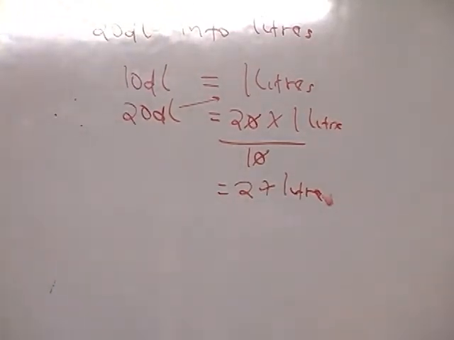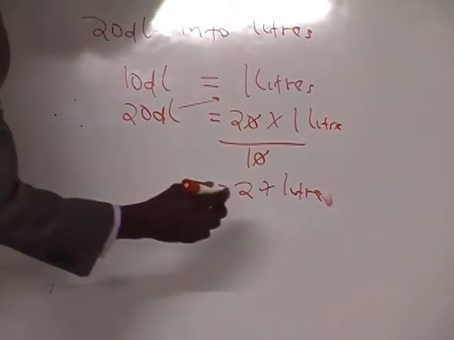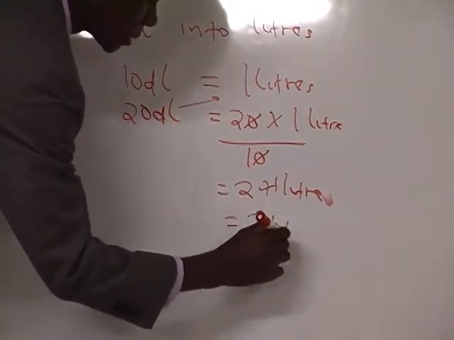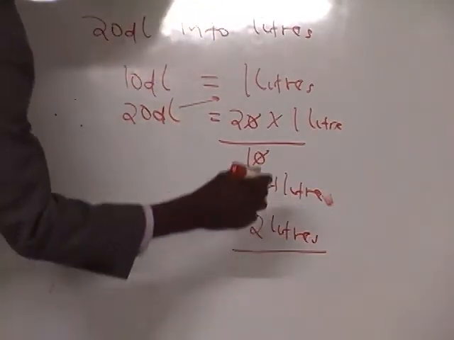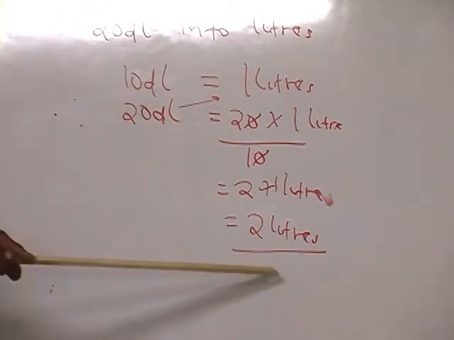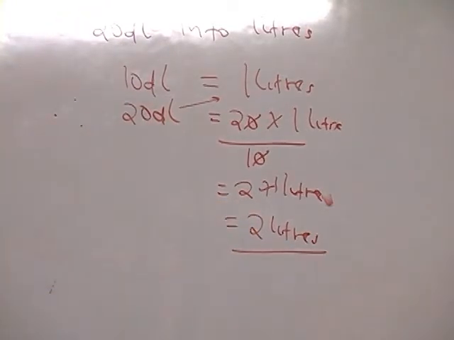So, class, what is 2 times 1 liter? Good. When you do 2 times 1 liter, you just get 2 liters. So it's clear that 20 deciliters is equivalent to 2 liters.